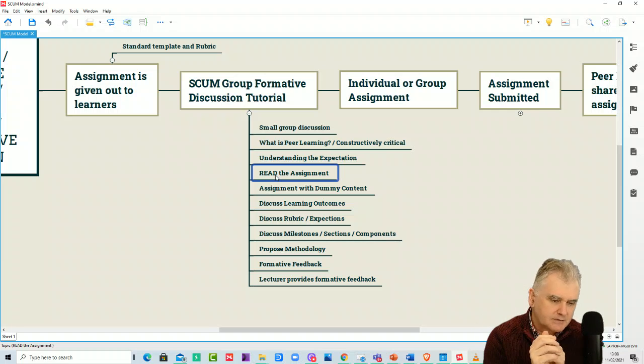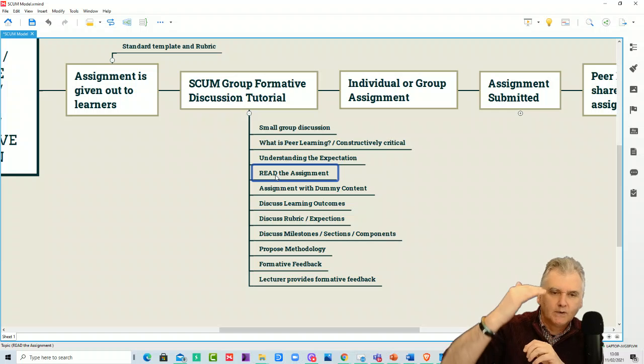And you might even do it by giving them a dummy assignment in the same structure as the real one they're going to get. If you give them the real one, the conversation might be around what's the answer. But really what we're trying to get them to do here is focus on what is the expected outcome, what is the quality of the outcome, what is the quantity in terms of the outcome, what would the structure of that outcome look like.